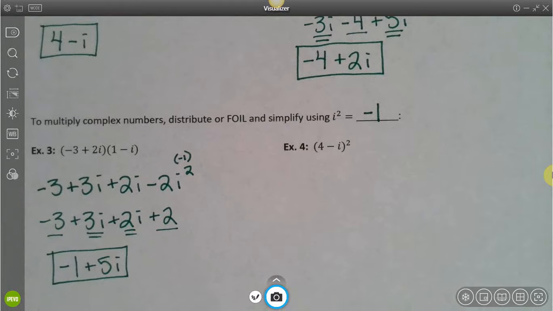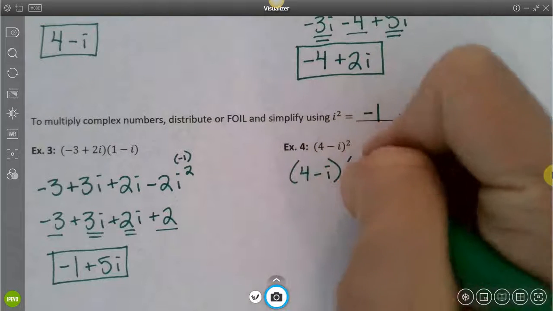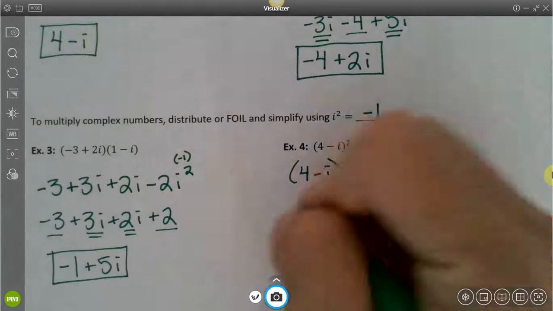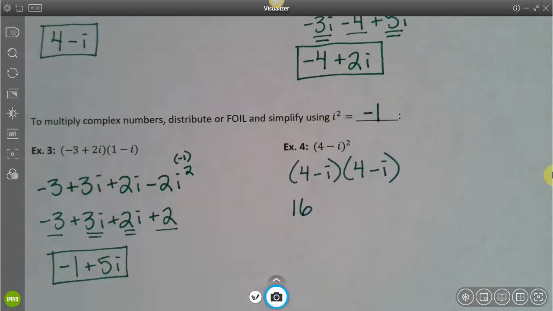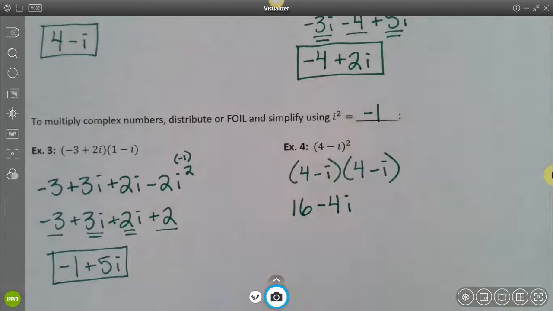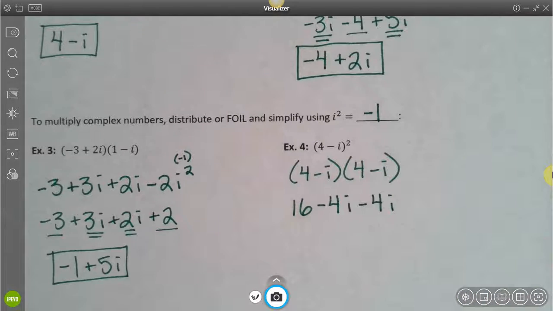4 minus i quantity squared. Remember, when we see that squared on the outside of a binomial, we want to think of that as 4 minus i times another 4 minus i, which means we actually have to do FOIL here. So first times first would give us 16. Outer would give us a negative 4i. Inner would give us another negative 4i.